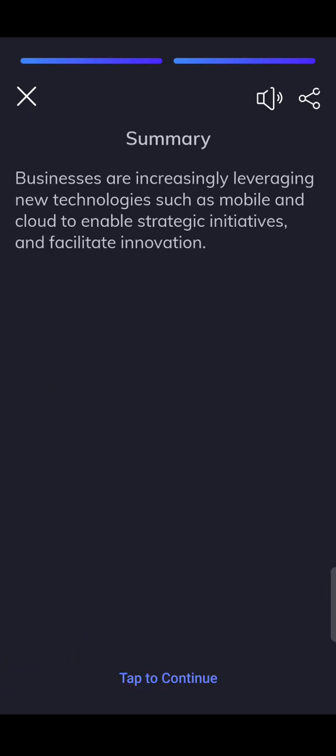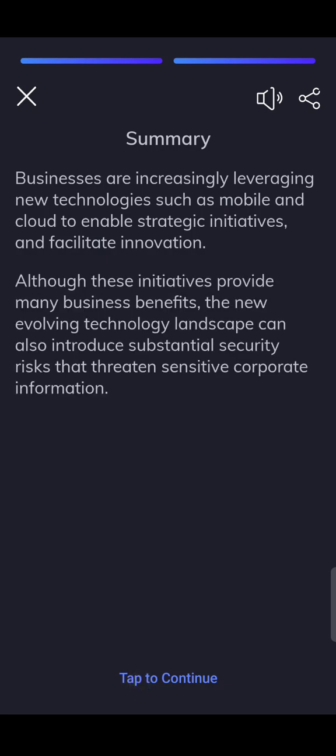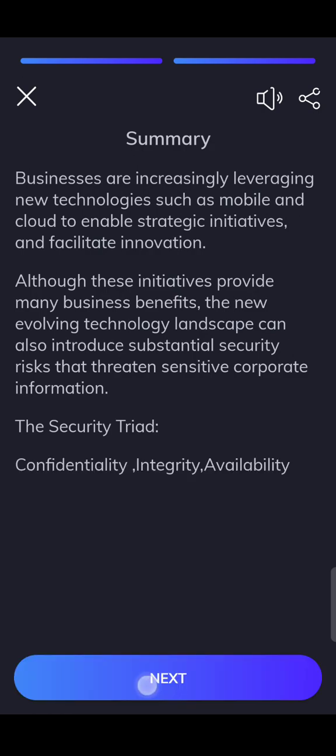Businesses are increasingly leveraging new technologies such as mobile and cloud to enable strategic initiatives and facilitate innovation. Although these initiatives provide many business benefits, the new evolving technology landscape can also introduce substantial security risks that threaten sensitive corporate information. The security triad: confidentiality, integrity, availability.